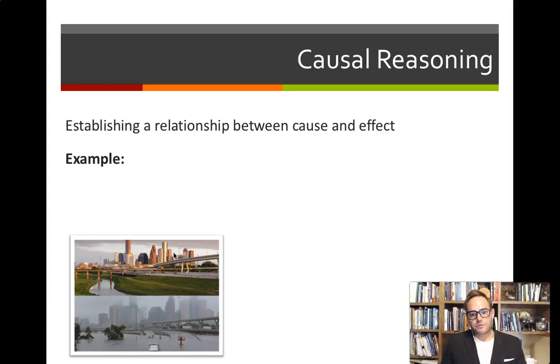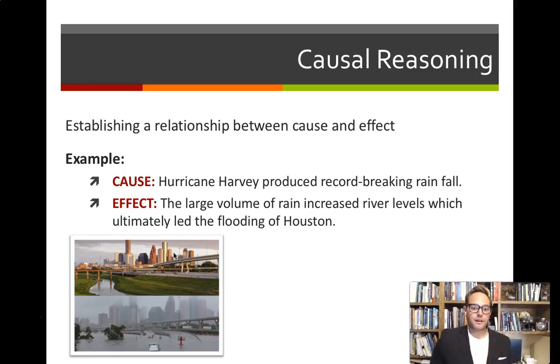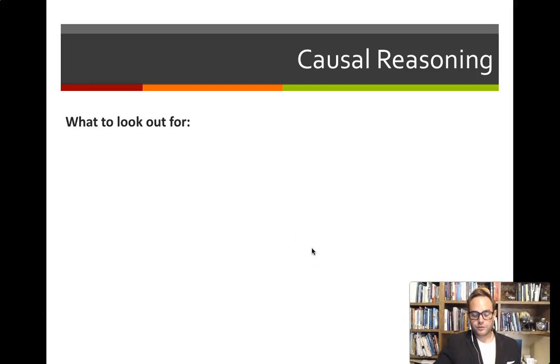So let's go ahead and move on to causal reasoning. This is where we try to establish a relationship between cause and effect. So here's the cause. Hurricane Harvey produced record-breaking rainfall. The effect, the large volume of rain increased river levels, which ultimately led to the flooding of Houston. So this was a couple years ago when Houston was totally flooded out because, again, they had a record-breaking rainfall. And that large volume of rain increased river levels, which ultimately led to Houston flooding.